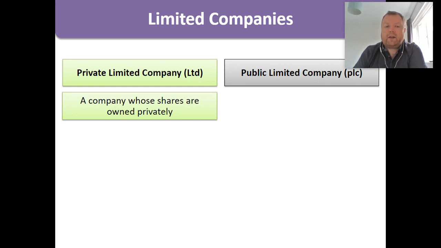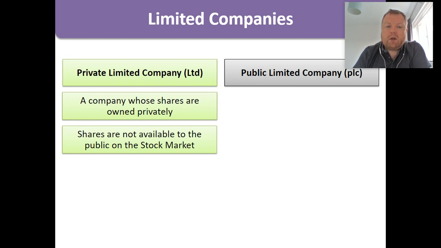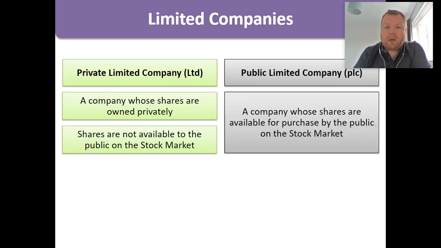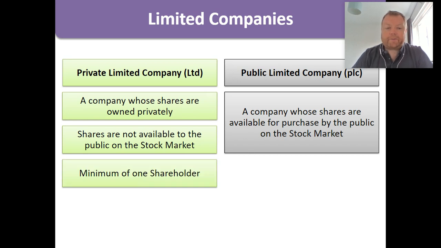So you can only sell your shares in your business to people that you already know. So the shares are not available to the public on the stock market. Whereas a public limited company is a company whose shares are available for purchase on the public stock market. And anybody, you and I, could go on, if we had a little bit of money, and buy a share in a public limited company.